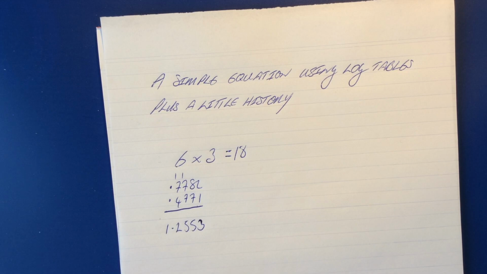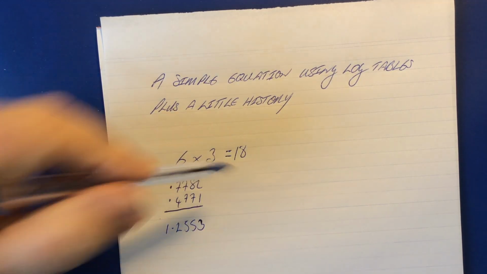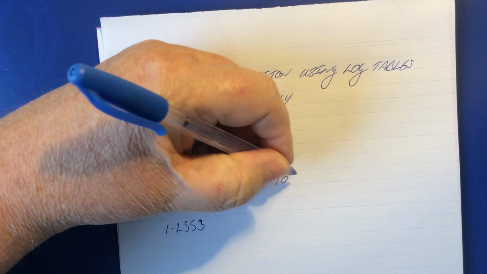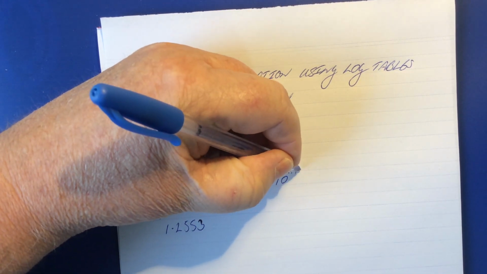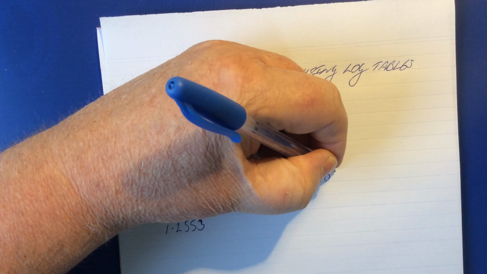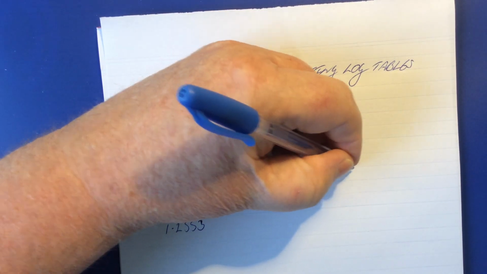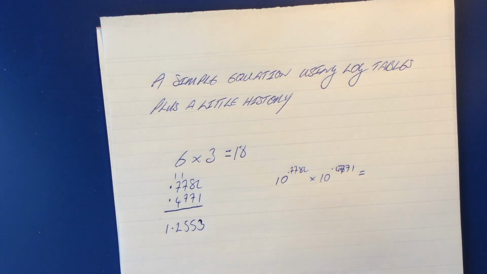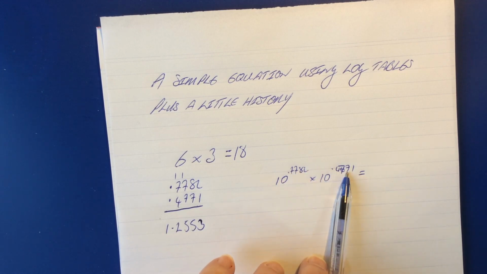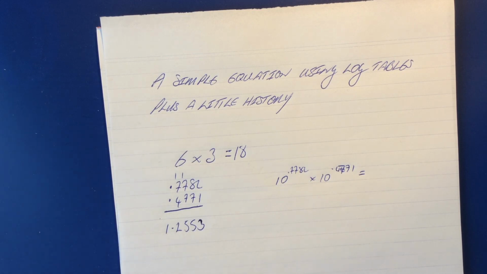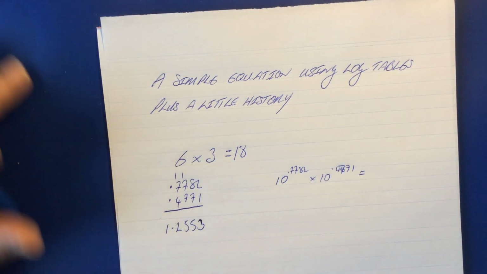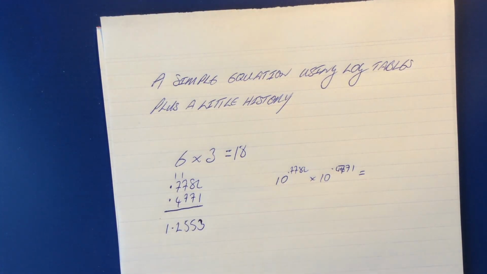And we don't have to multiply these, because what we have is two powers of 10. It's as if we have 10 to the power of 0.7782 times 10 to the power of 0.4771, and that's going to equal something. In fact, it should equal 18 or very close to it. But because the bases are the same, we just add these two, and then we have to decode them. I'm going to decode them using the logarithm page rather than getting into anti-logarithms, because this is more of a demonstration than anything, and I'm going to show you this on the calculator as well.